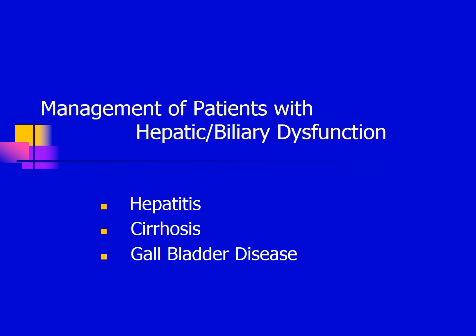Right, so now we're going to talk about management of patients with hepatic and biliary dysfunction. It includes the disorders of the various hepatitis, or the inflammation of the liver, and the most common blood-borne pathogen in the United States. Cirrhosis is the scarring of the liver, and the most common reason is usually alcohol ingestion. And we will talk about the different gallbladder diseases, cholecystitis, cholelithiasis.